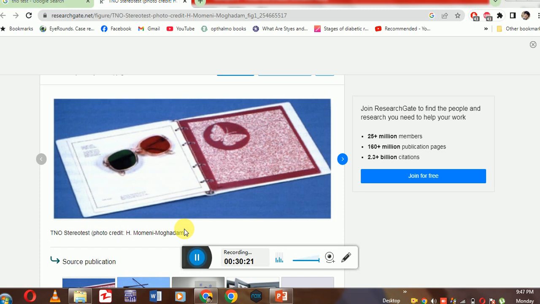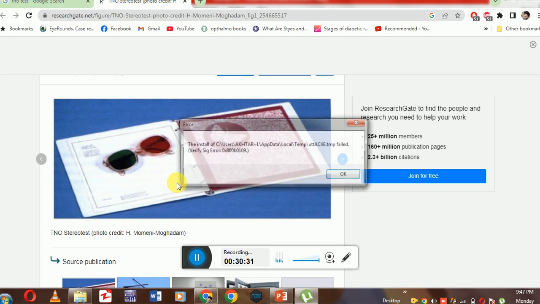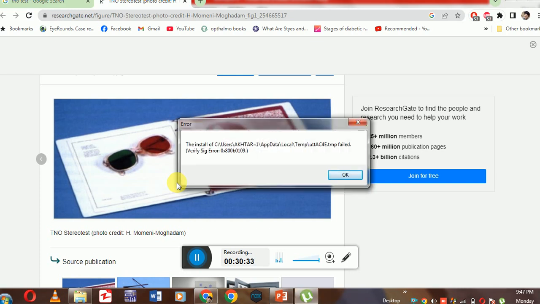The TNO stereo test is available as a book or with stereo viewing glasses for children or adults. The TNO stereo test is performed at a distance of 40 cm while wearing red-green anaglyph stereo glasses. The child is first shown plate 1, in which 2 butterflies are presented in a random dot stereogram. One is only visible when both eyes are used, reducing the likelihood of a monocular cue.